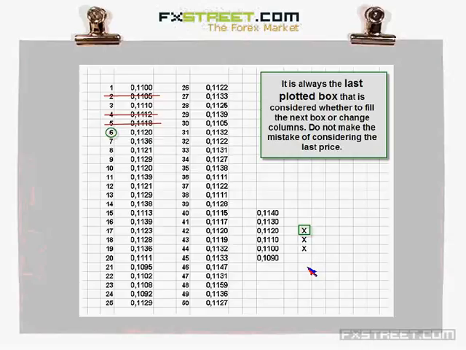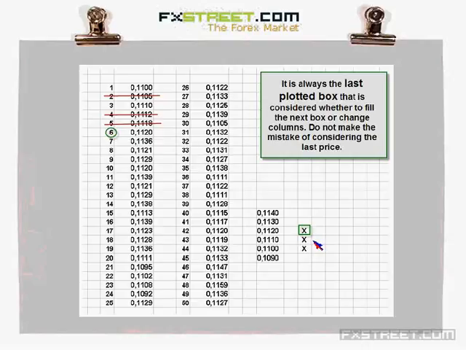Like here, for example, we have the fourth price being 12. The last plotted box is the number 10, which would be the second X here, the box in the middle. Since 12 is only 2 pips above the last plotted box, that price is ignored, and the fifth price is also ignored. 18 is just 8 pips above the last plotted box.